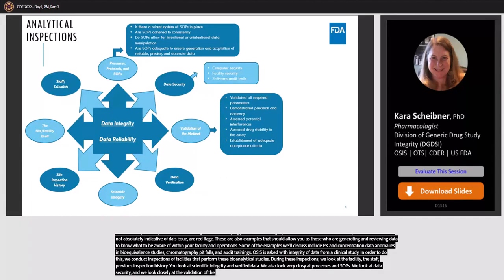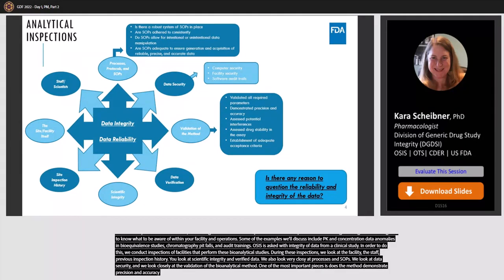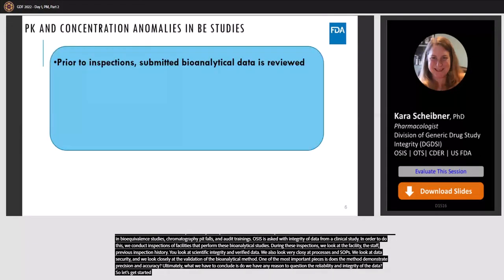One of the most important pieces of method validation is, does the method demonstrate precision and accuracy? Ultimately, what we have to conclude is, do we have any reason to question the reliability and integrity of the data? So let's get started with an example.